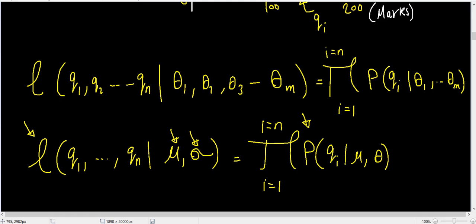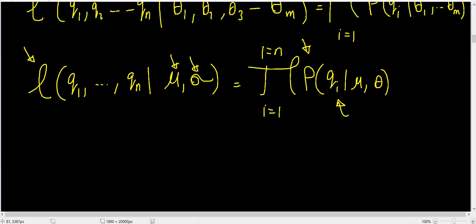Now suppose we have, let's say, 1 million data points. So now this function right here will be a product of 1 million terms, and every one of those terms is a function of mu and sigma. And so if you want to differentiate this, you will need to apply the product rule many times, and it will become very tedious and time consuming. So instead of that, we decide to take the log or the ln of both sides.